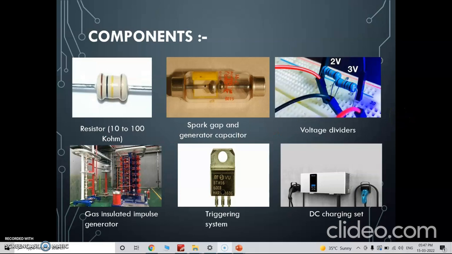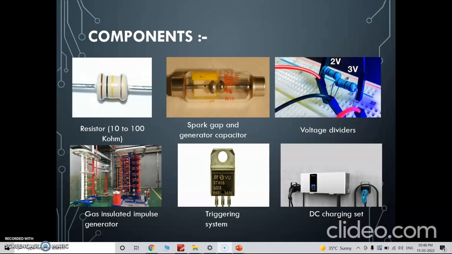These are the components we use for the impulse voltage generator circuit. The first one is the resistor. The resistor we use for the impulse voltage generator has a rating of 10 to 100 kilo ohm, and the other components are the spark gap and generator capacitor. The spark gap is used to generate a high voltage supply between the plates, and the voltage across the gap rises until it sparks. This is the working function of the spark gap and generator capacitor used in the IVG.